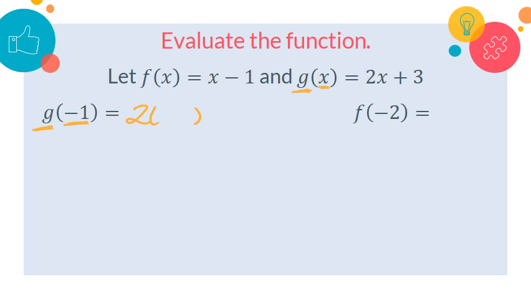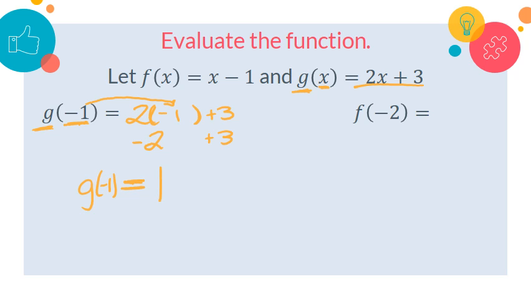So I recommend writing the rule first, but instead of x, put parentheses, and in parentheses goes your value. If I calculate or solve that, 2 times -1 is -2. Bring down the +3. If I add -2 and 3, I have 1. So g of -1 is equal to 1.